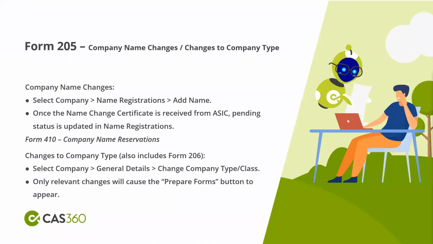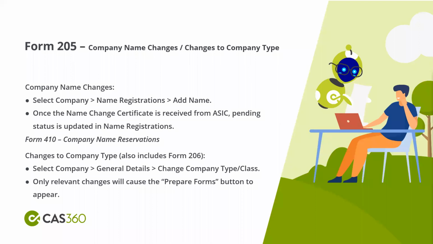After submitting that and lodging that name registration to ASIC, the name change certificate will be received from ASIC, so long as you lodge the form via CAS 360. ASIC will send that form and it will be received into CAS 360, and then the pending status will be updated in the name registration screen. However, if it's not received in CAS 360, we can go around and manually set that one so it's not pending anymore. The form to go along with this would be the company name reservations, so we'll quickly gloss over that Form 410 as well.